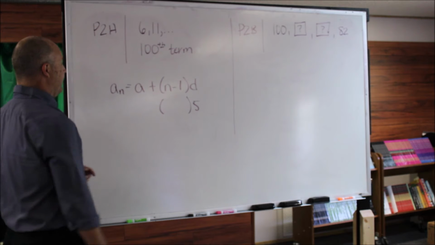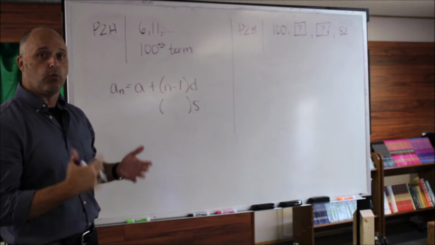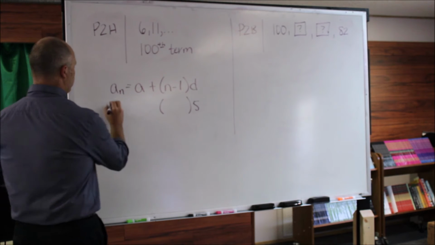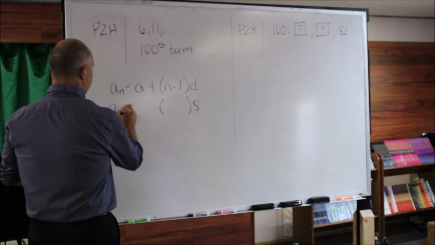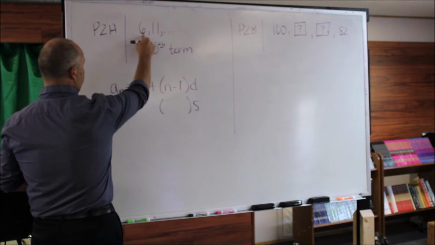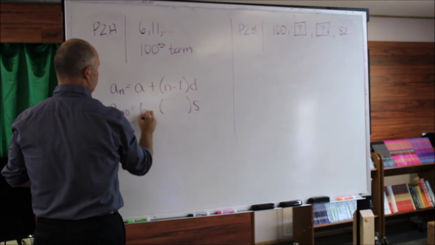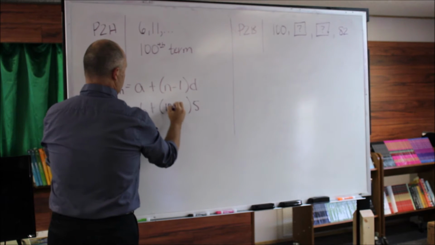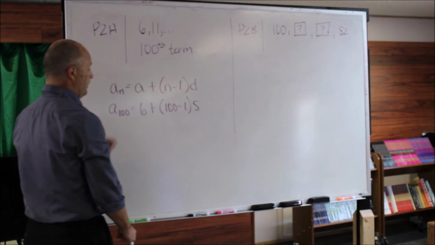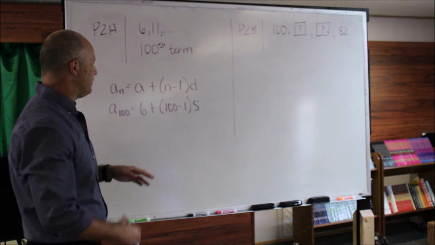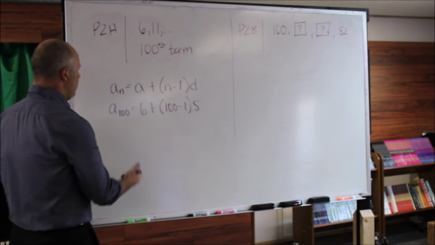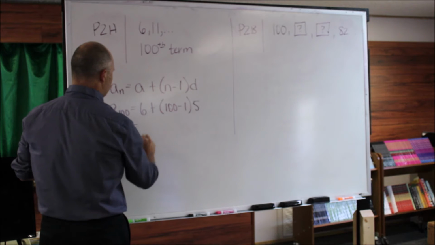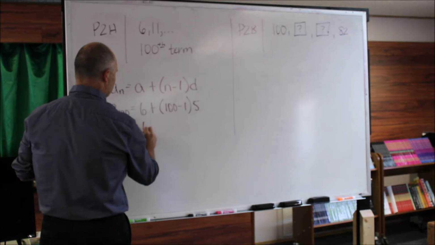Now, inside, again, what we're looking for is the 100th term. So we're going to go a sub 100 equals, and the first term in the sequence is 6. So 6 plus 100 minus 1. And so I'm going to do a little bit of mental math on this. What we're going to do is just go ahead and try to simplify this a little bit.